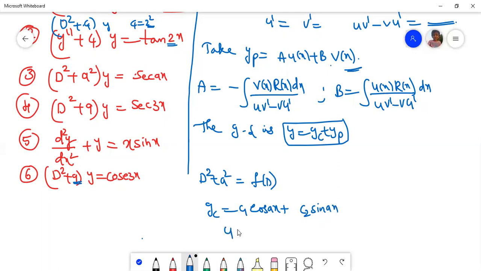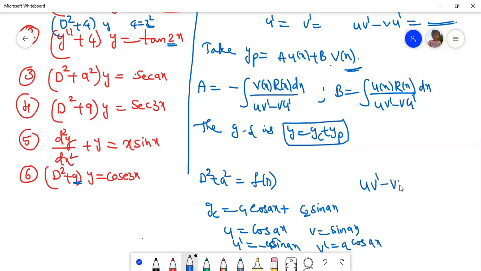Here u is cos ax, v is sin ax. u dash is equal to minus sin ax, v dash is equal to cos ax multiplied by a. You find that u v dash minus v u dash equals a only. In the previous problem we got 1; here a will come. If it is 4, then we get 2. If it is 9, then we get 3. That is the thing. Why?